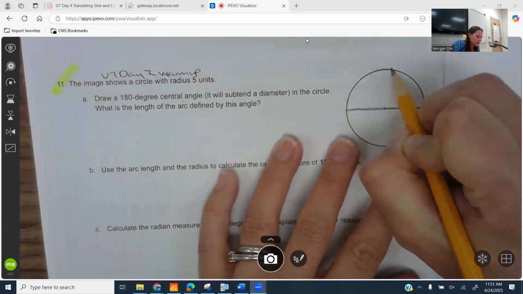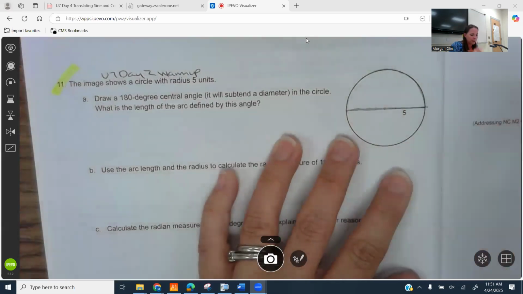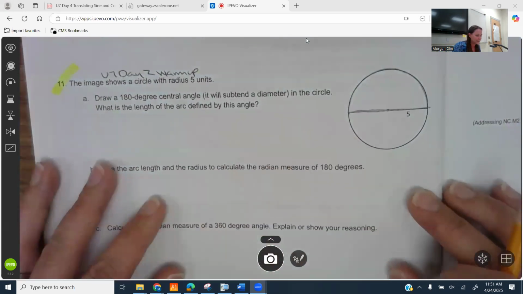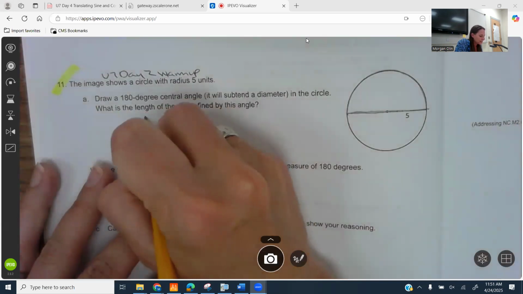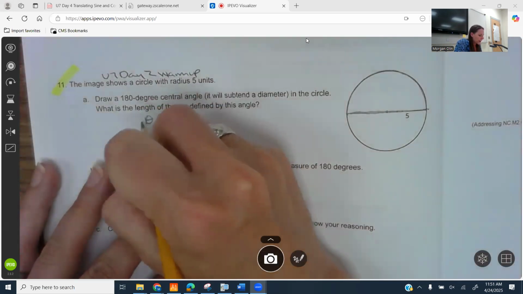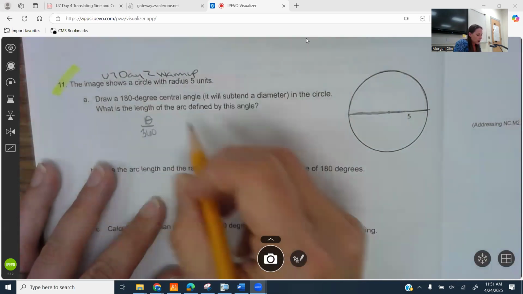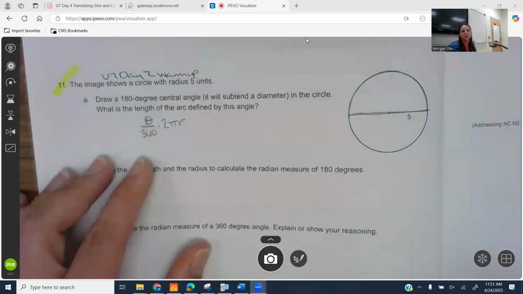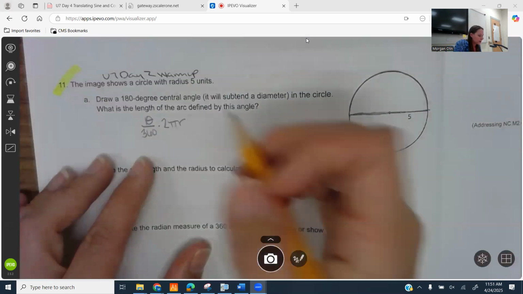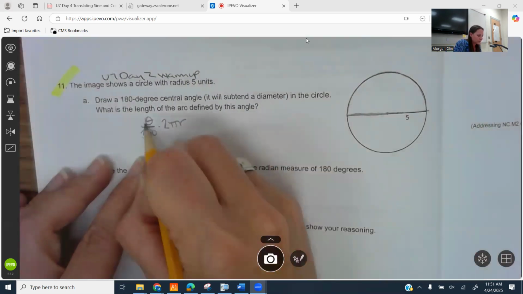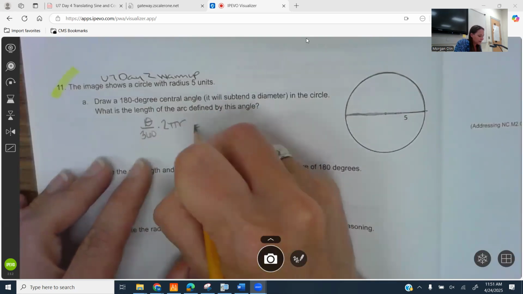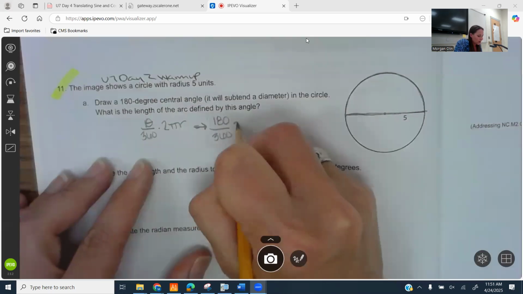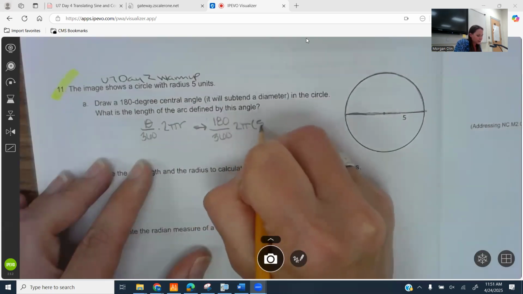So we've talked about arc length. This is just review right here. We did this last unit. So what is the arc length defined by this angle right here? Remember theta over 360 times the circumference, 2 pi r, not pi r squared. That's the area. So here, what is the angle measure right here? That would be what theta is. So in this case, it would be 180 over 360, times 2 pi, and then the radius is 5.